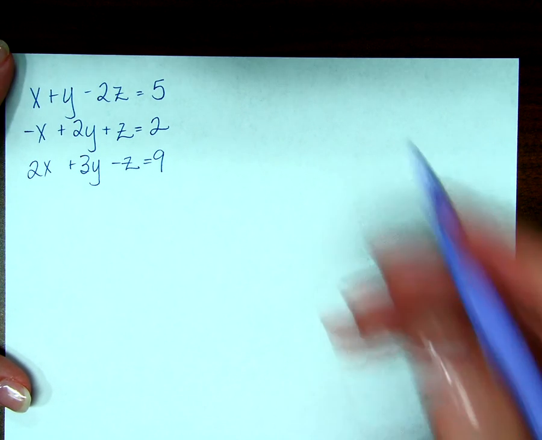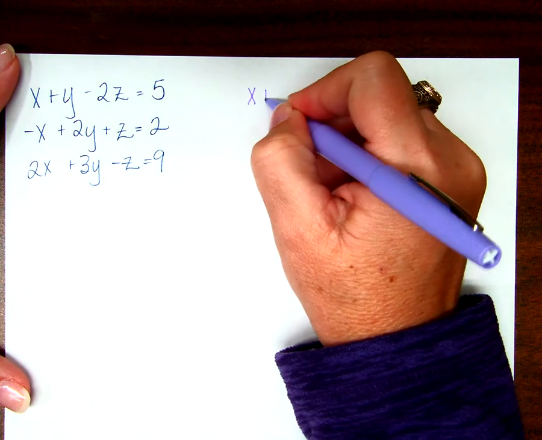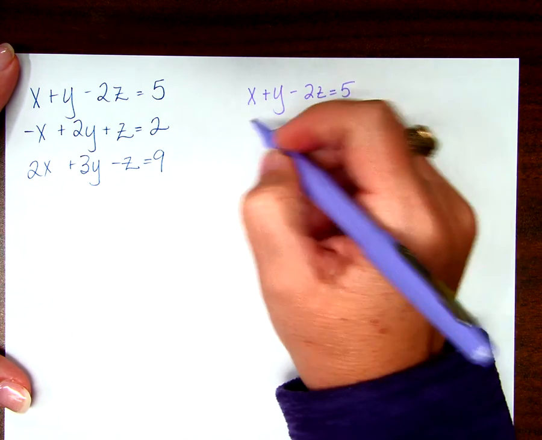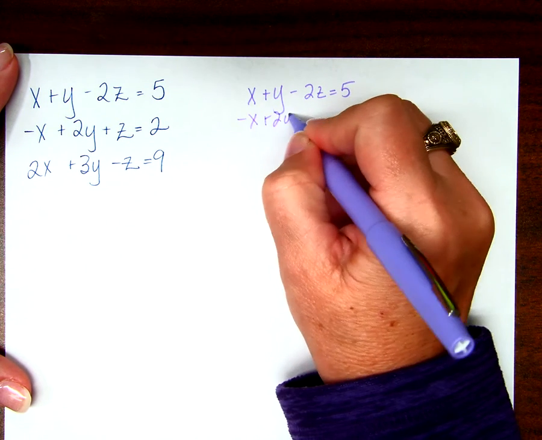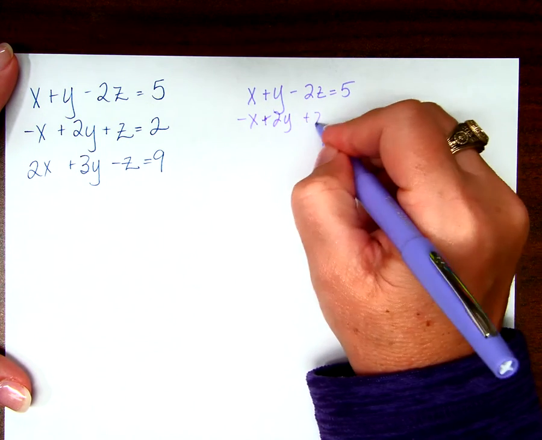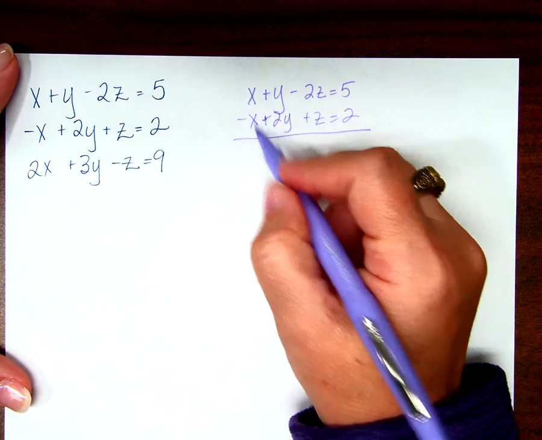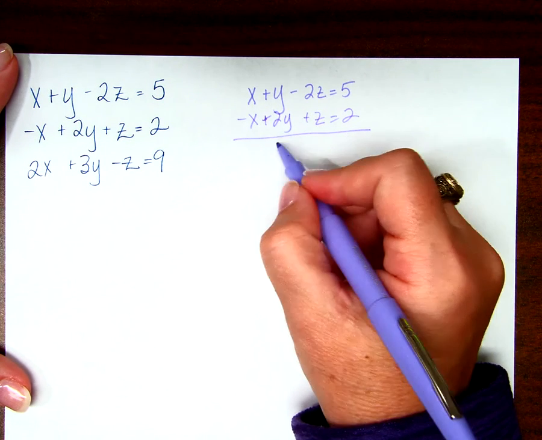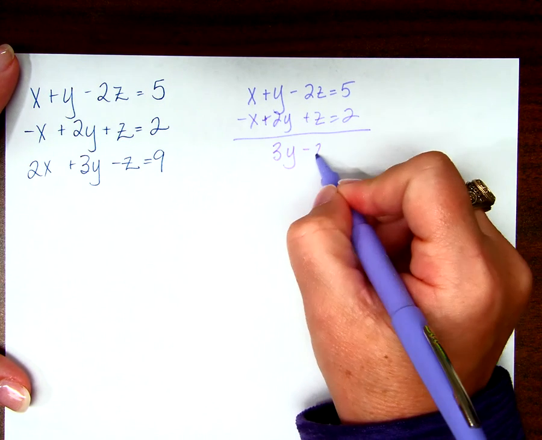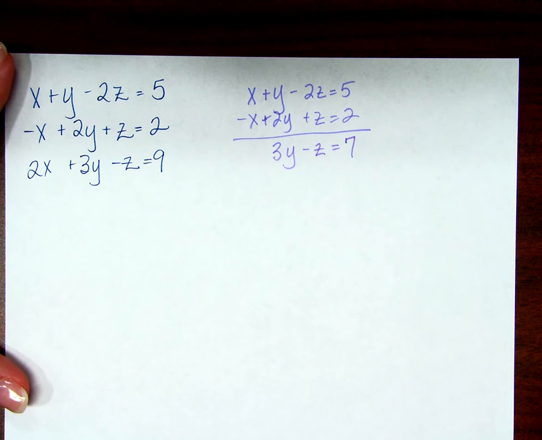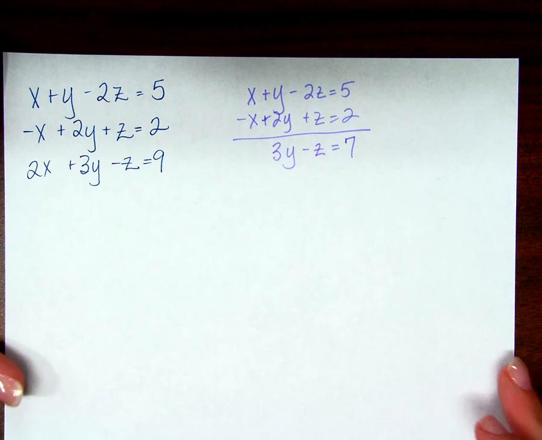Combine the first and second, okay? So the first is x plus y minus 2z equals 5. Negative x plus 2y plus z equals 2. So that's 0. Three y minus z equals 7. Is everybody in agreement with that? Okay, now what?